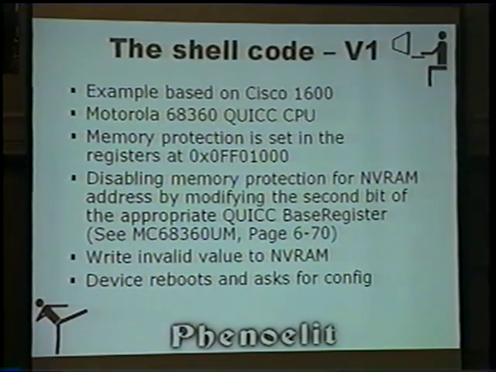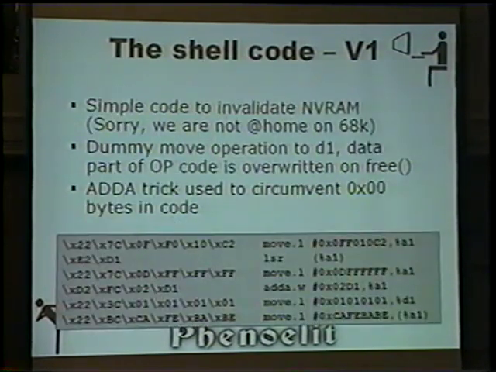We can still do this here, like write invalid values somewhere in NVRAM, like a stamp, and the device reboots, doesn't know what the config is, and asks for a config. But it's still local, right? So this is actually the code snippet for removing the memory protection. Don't be scared of this little bit of assembly. There's more coming. It's just loading the right addresses, moving it over, and writing right into NVRAM. Kind of simple.